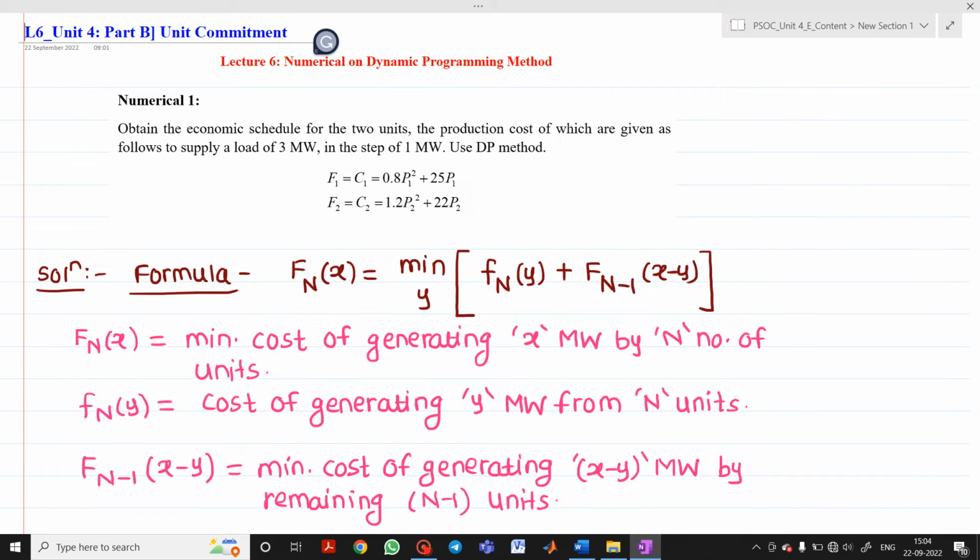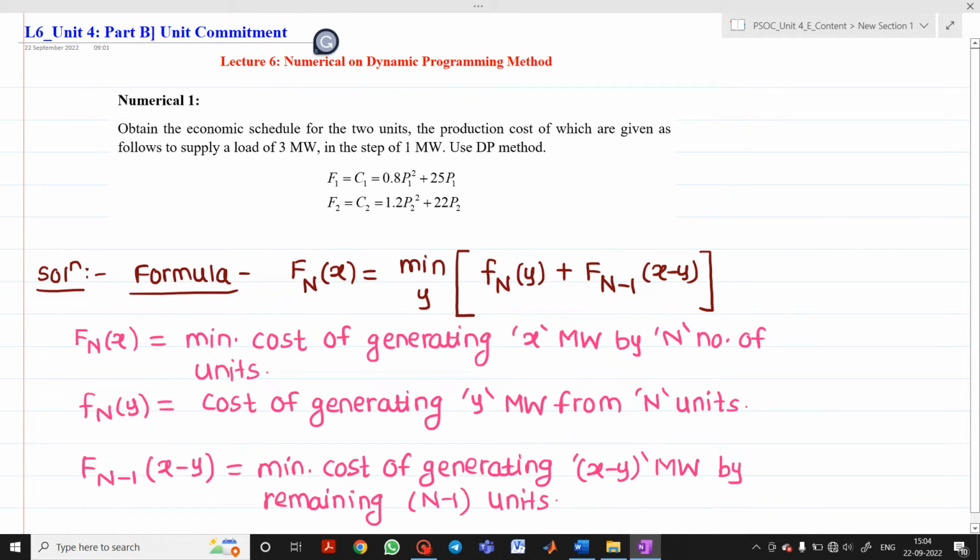Let us consider a first numerical. Obtain the economic schedule for the two units, the production costs of which are given as follows, to supply a load of 3 megawatt having a step of 1 megawatt. Use a dynamic programming method.